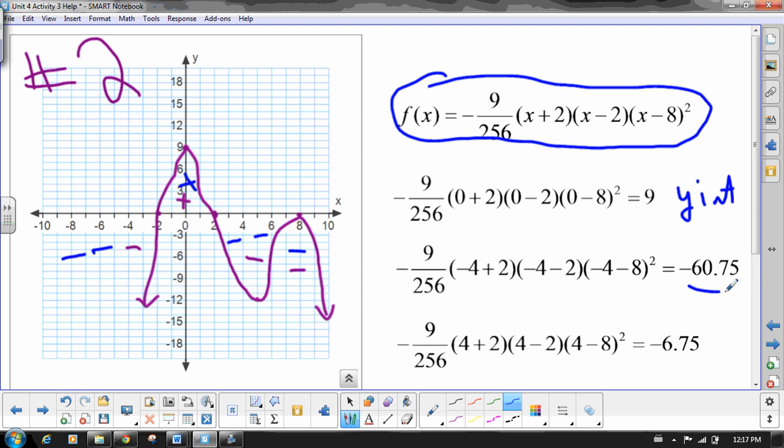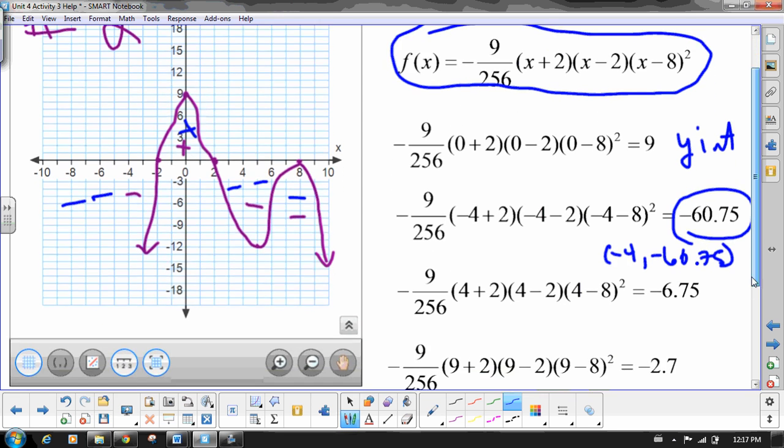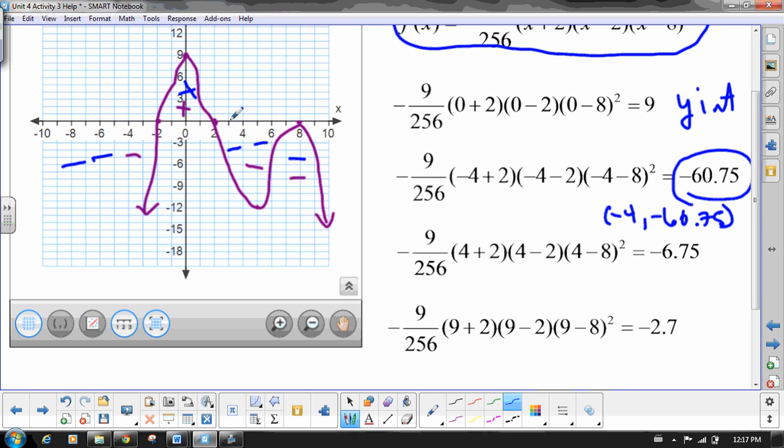So because this here is negative, that means the function is below, and you actually have a coordinate at -4, -60.75. So that could help you with the graph. Same thing over here. If we go and look at the interval between 2 and 8, so if you substitute a value in that interval, you'll notice that you end up with a coordinate at 4 and -6.75. Now this graph is not to scale at all. These little steps over here would be in order to get it to be much more accurate.